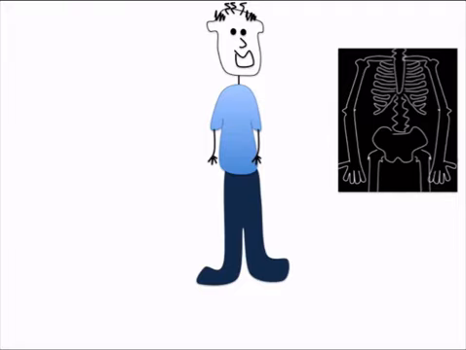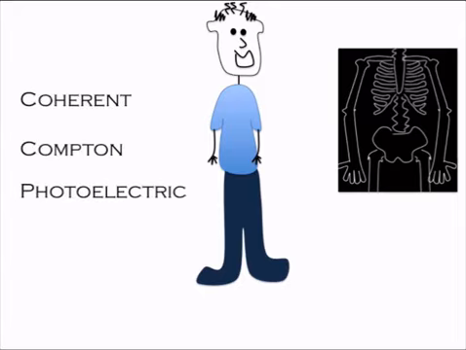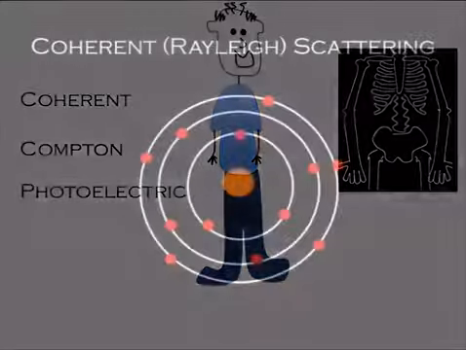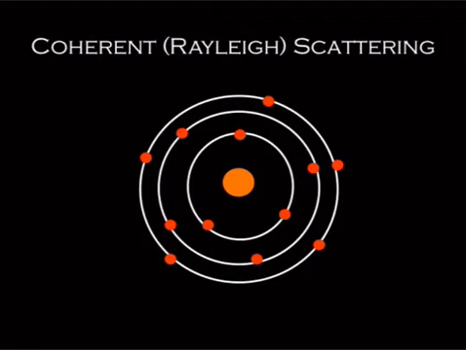And there are a whole bunch of different types of interactions, but there are only three that we care about from a clinical standpoint, and those are coherent scatter, Compton scatter, and the photoelectric effect. So let's go into detail and talk about each one of those. So we'll start with coherent scatter.